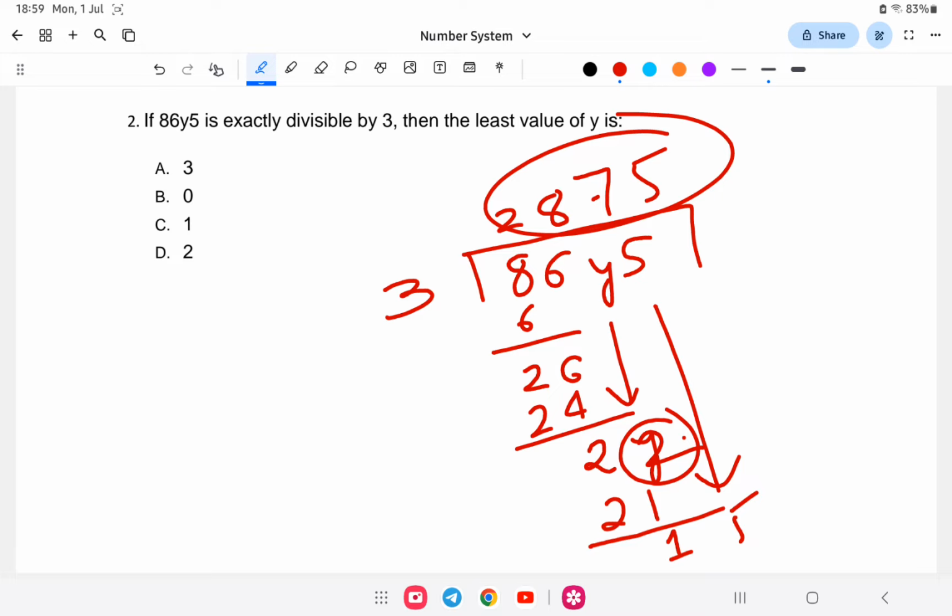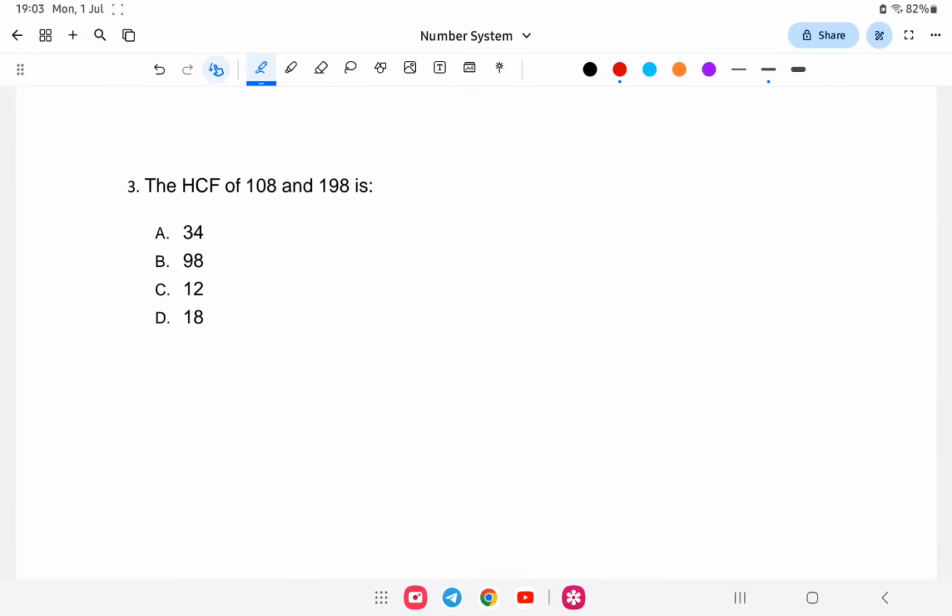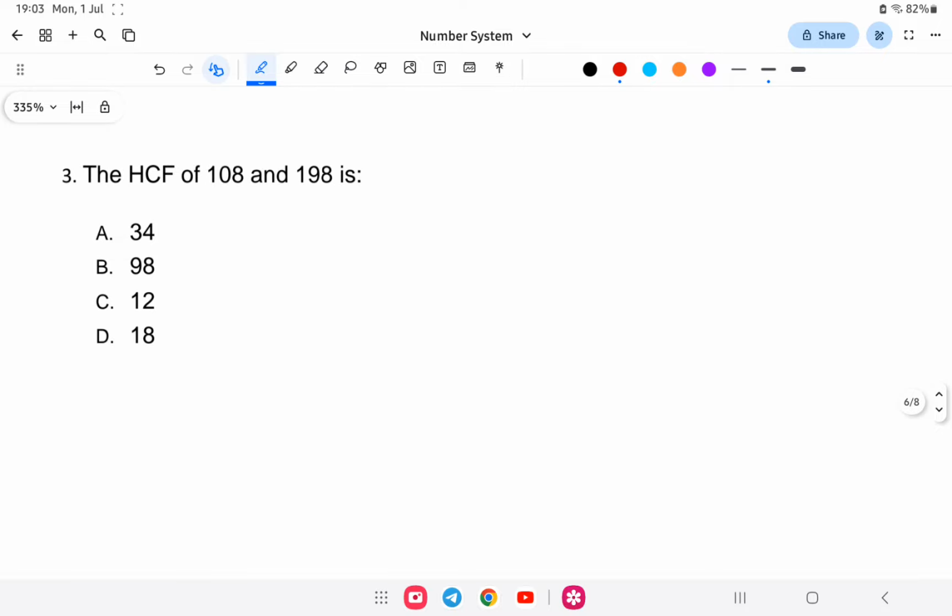So the answer is what? 2. Answer is D, 2. Let us go to the next question. So number 3 is find the HCF of 108 and 198 together.